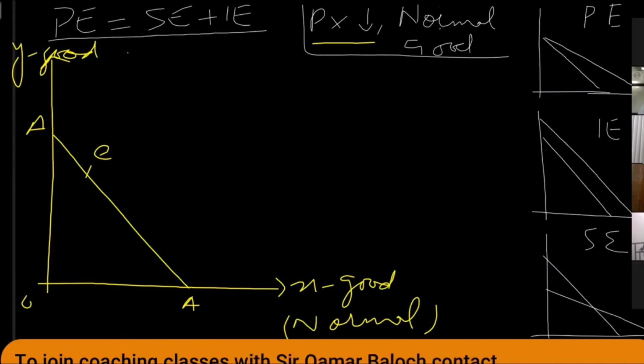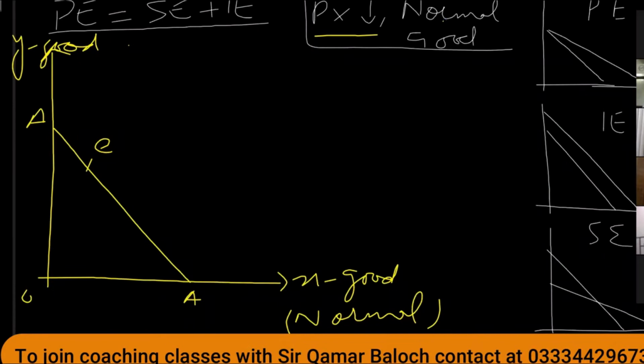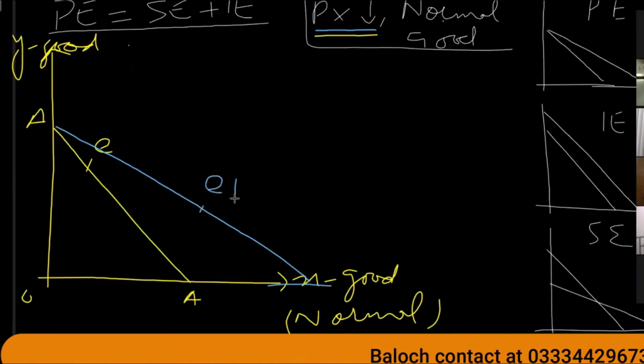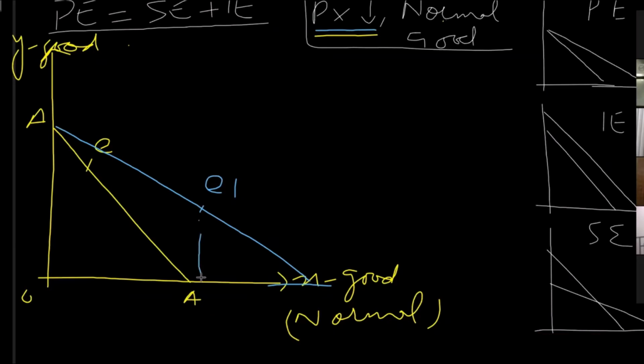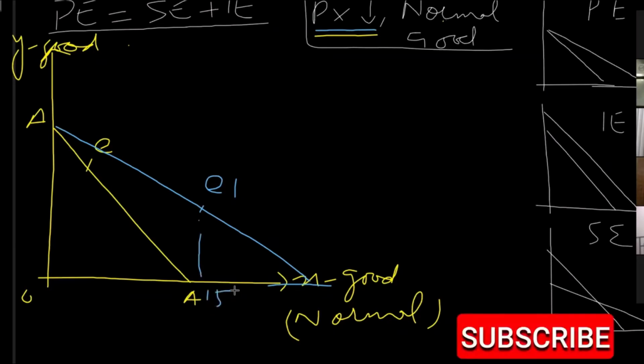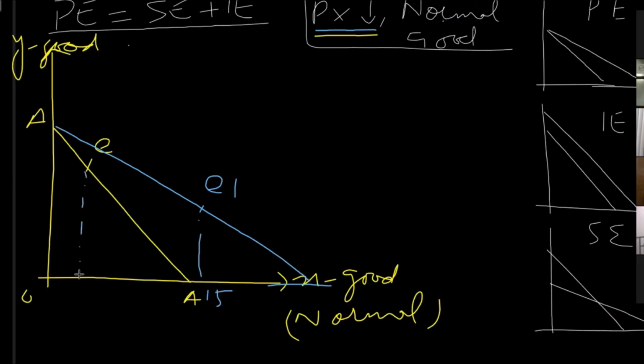E. And now if we suppose that there is a fall in price of X, then the budget line will shift like this. And we suppose that the new equilibrium will take place at E1, where the consumer will now purchase a greater quantity of X good. Let's say it is 15 units, and at the initial equilibrium E, let's say it was 5 units.